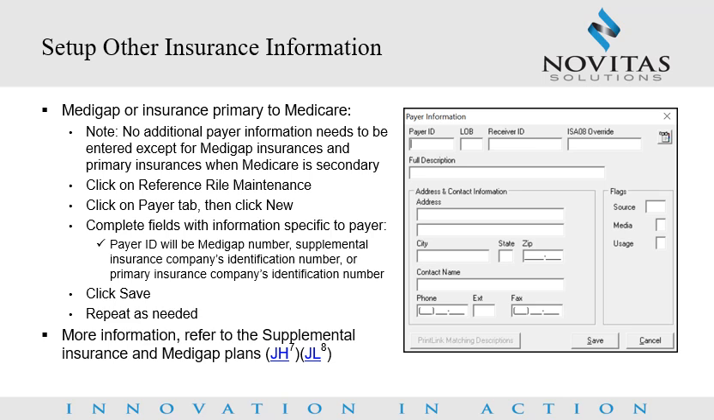Note, secondary payer information should only be entered for Medigap insurers. No additional payer information needs to be entered except for Medigap insurances and primary insurances when Medicare is the secondary payer. Automatic crossover companies do not need to be entered.